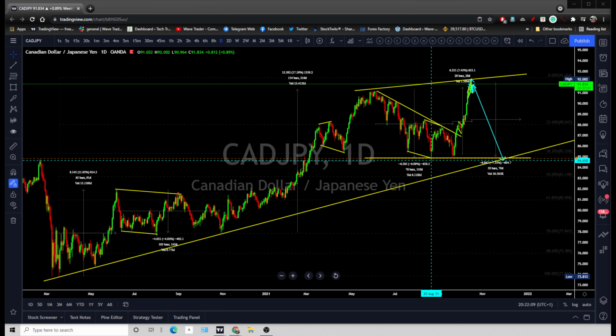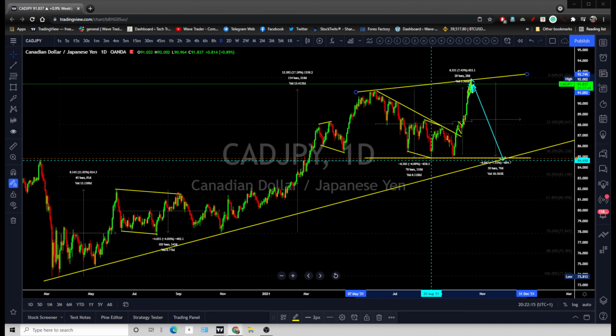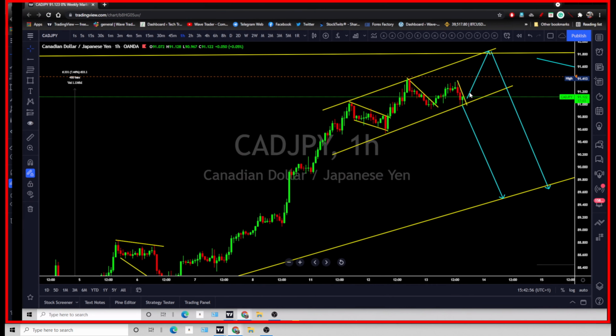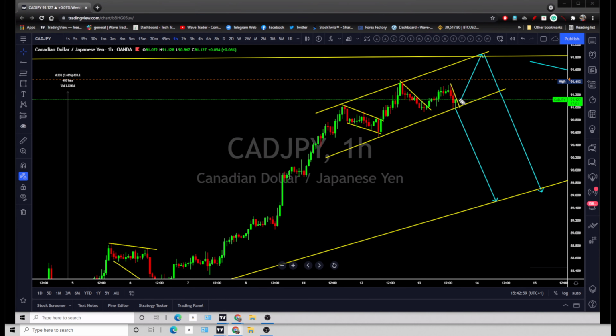All right, so let's look at the previous video analysis quickly, and then we're going to look at the update, what to look for on the lower time frame on the CAD yen. Drop on the CAD yen. All right, a couple more breakouts can happen.